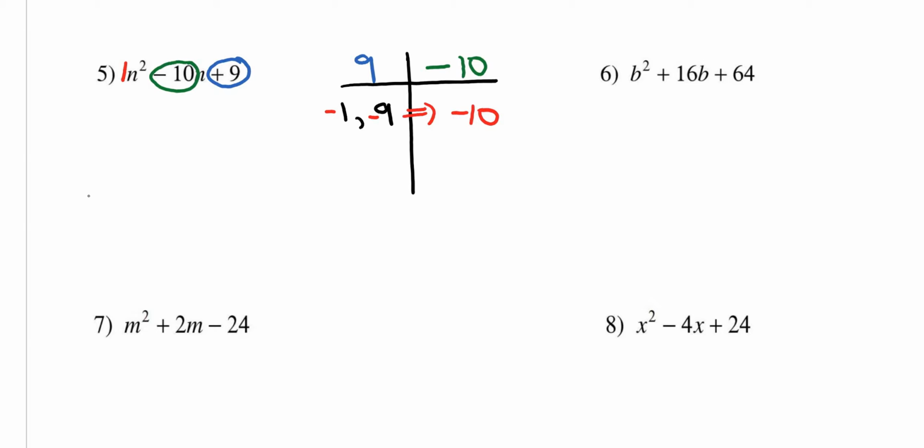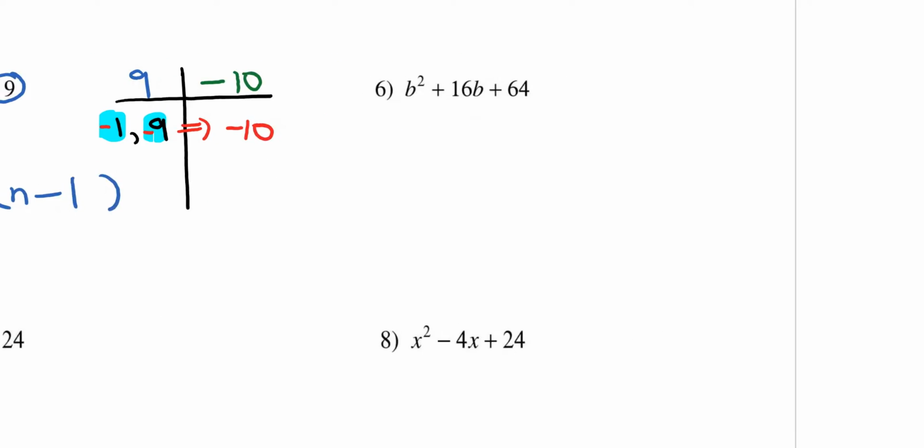Then we separate brackets, two brackets, and because our leading coefficient is 1, the variables I need are n and n. N times n is n squared. And the numbers I would now use are the -1 and the -9. So this would be (n - 9)(n - 1). And there you go. That one's done.